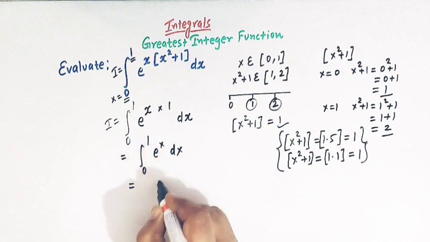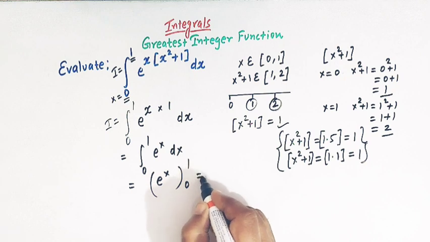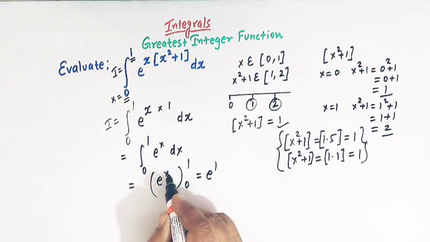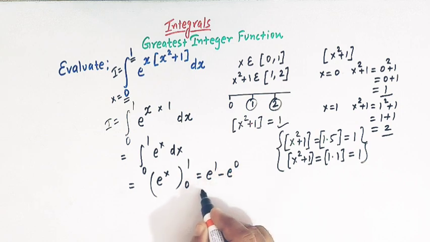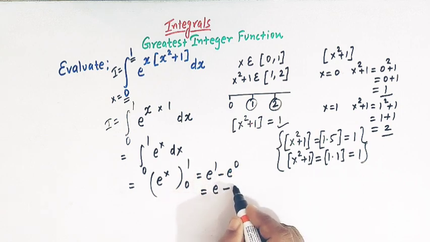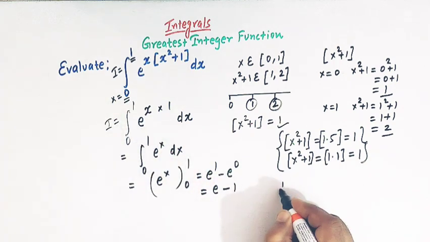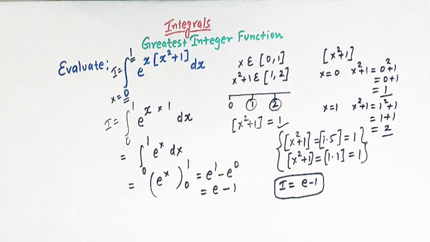The integral of e raised to x is e raised to x, and the limits are from 0 to 1. Now substituting the limits and taking the difference, first taking x equal to 1 and then x equal to 0, this is e minus 1, because e raised to 0 is 1. So the value of this integral I is equal to e minus 1. This is how, by the application of the concept of greatest integer function, we can solve these kinds of integrals.